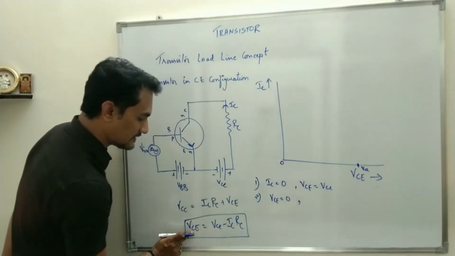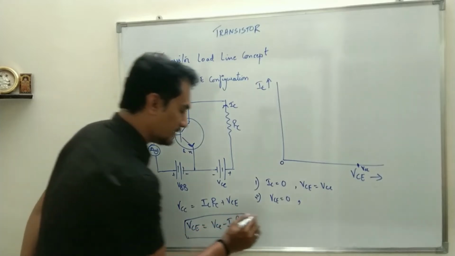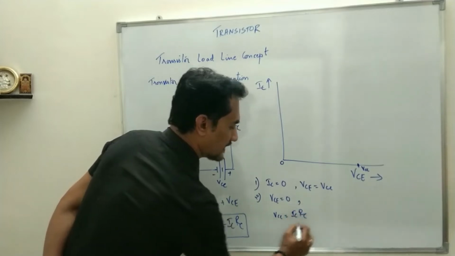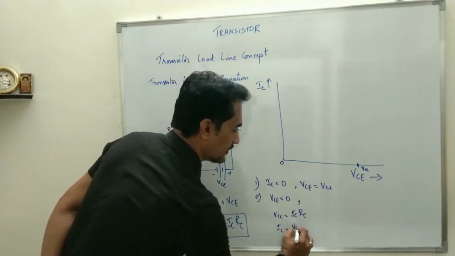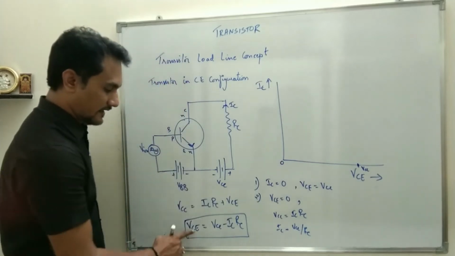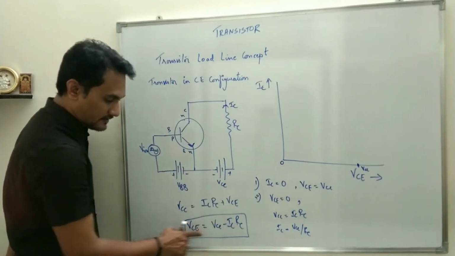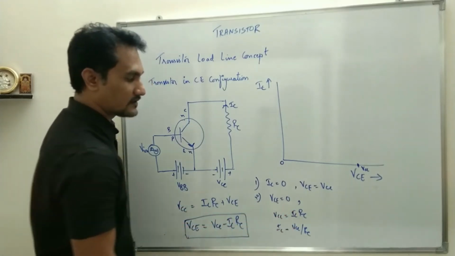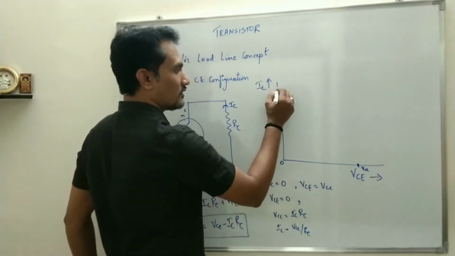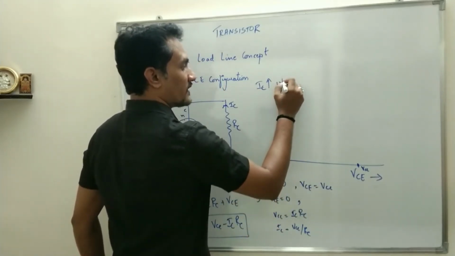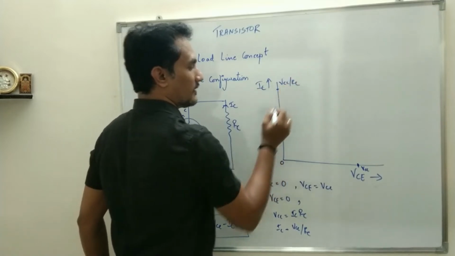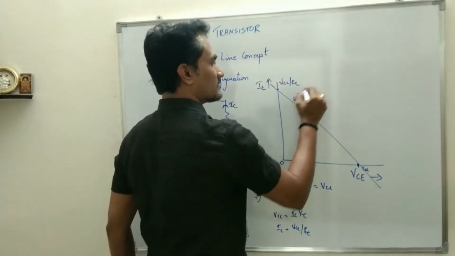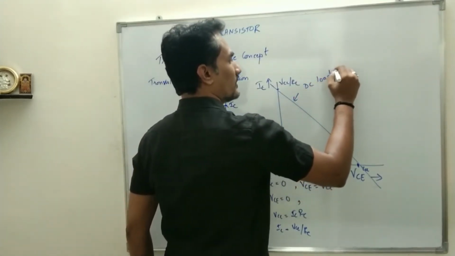In the second case, we make VCE equal to 0. Then this equation will be VCC equal to IC into RC, or IC equal to VCC upon RC. So we got one more point on the y-axis, which is VCC upon RC. And when you join these two points, this line is called the DC load line.